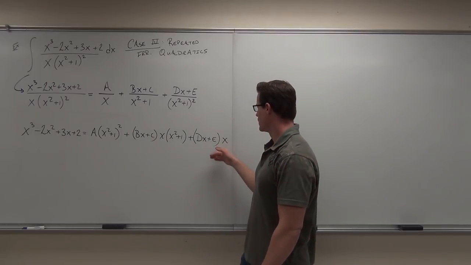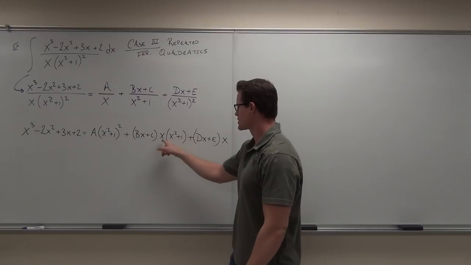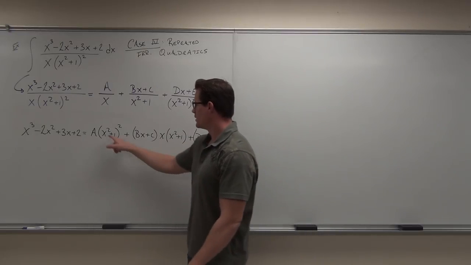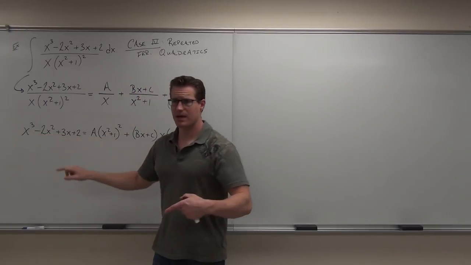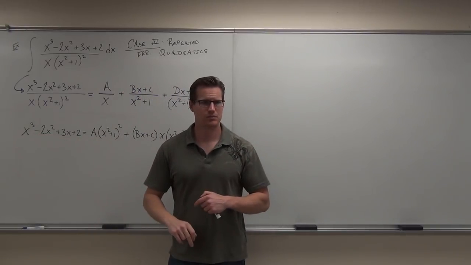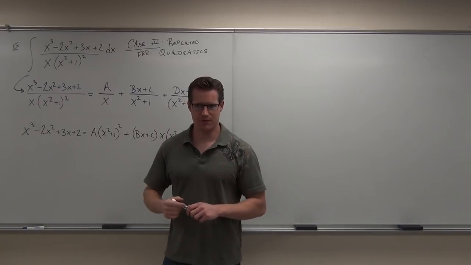If you plug in 0, this whole thing's gone. This whole thing's gone because x would be 0 here. This would be 1, 1 squared, so it's A. If I plug in 0, I get 2. Right off the bat, I know that A is 2. Does that make sense to you? So I'd probably do that first.